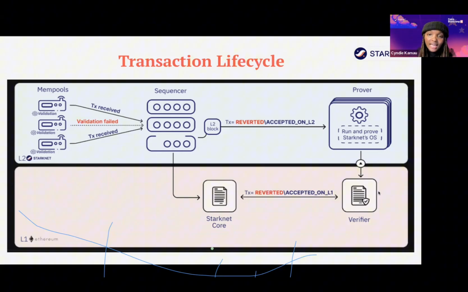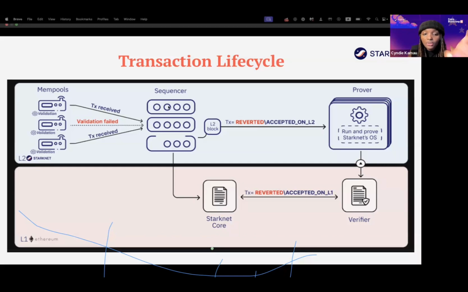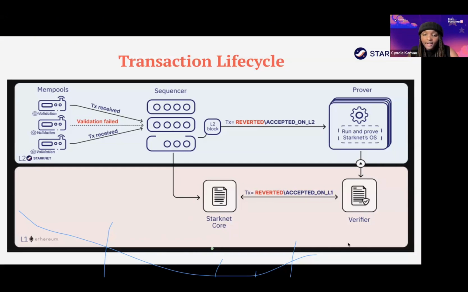But in simpler terms, always remember the verifier will accept all the transactions to be included, and then the Starknet core's work is to update that we have processed 1 million transactions. So the next transaction will be like 1,000,001. Okay, so that's how the Starknet core works in itself. But the major principles in this transaction lifecycle are mempool, sequencer, prover, verifier. So those are the main 4 points of contact.